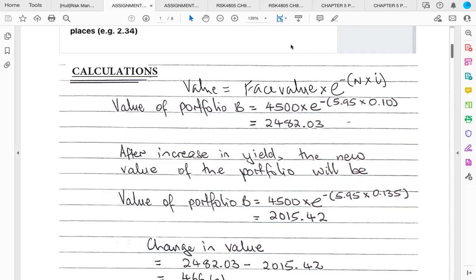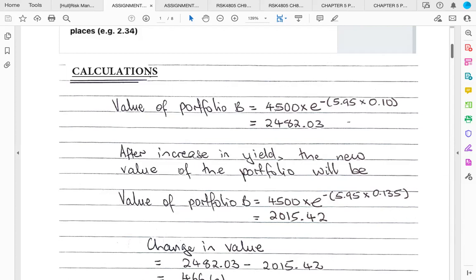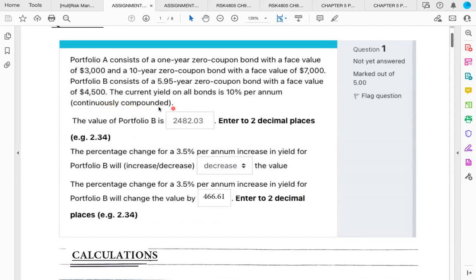Okay, so what we are doing here, we are basically just discounting the face value of the bond. We're just discounting the face value of the bond using what we call continuous compounding. That's another way of explaining what we are doing here, right? We are simply discounting the face value of the bond using continuous compounding. And we have been told here that the yield on the bonds is continuous compounding.